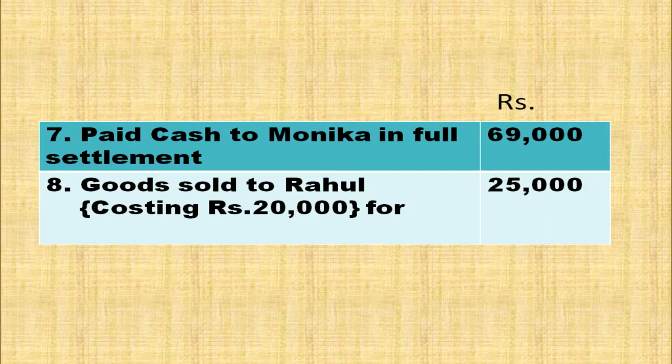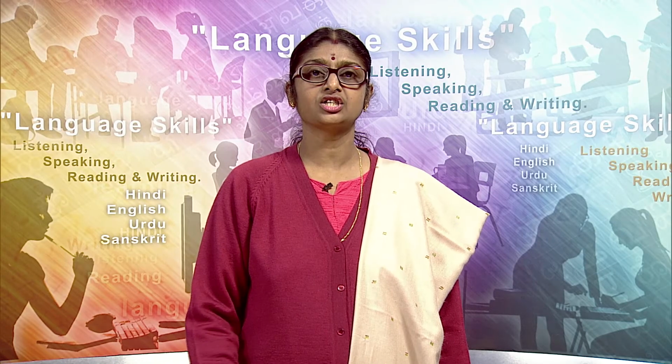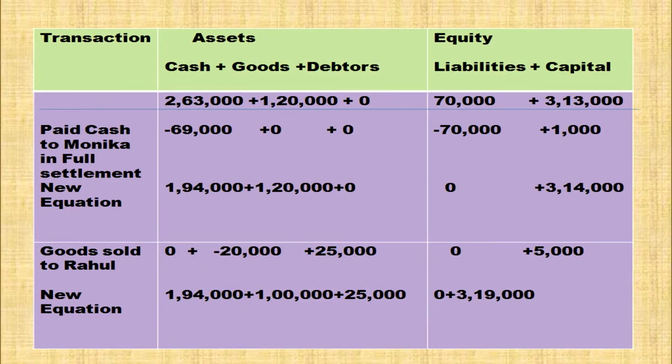Goods sold to Rahul costing rupees 20,000 for rupees 25,000. So, first transaction, paid cash to Monica in full settlement. We have paid only 69,000. So, cash is going from the business, only 69,000. In the cash column, deduct 69,000. Liability is settled, fully settled. So, minus 70,000. Whole liability will come to 0 after this because it is settled.